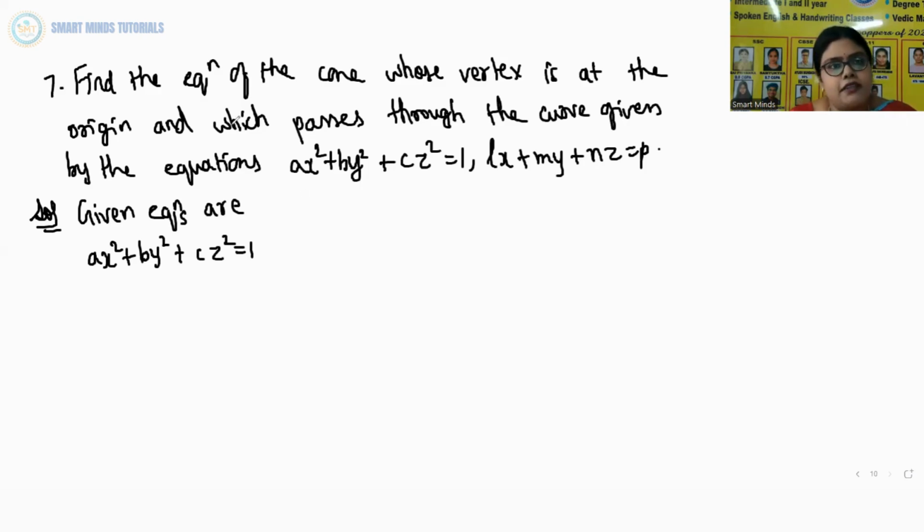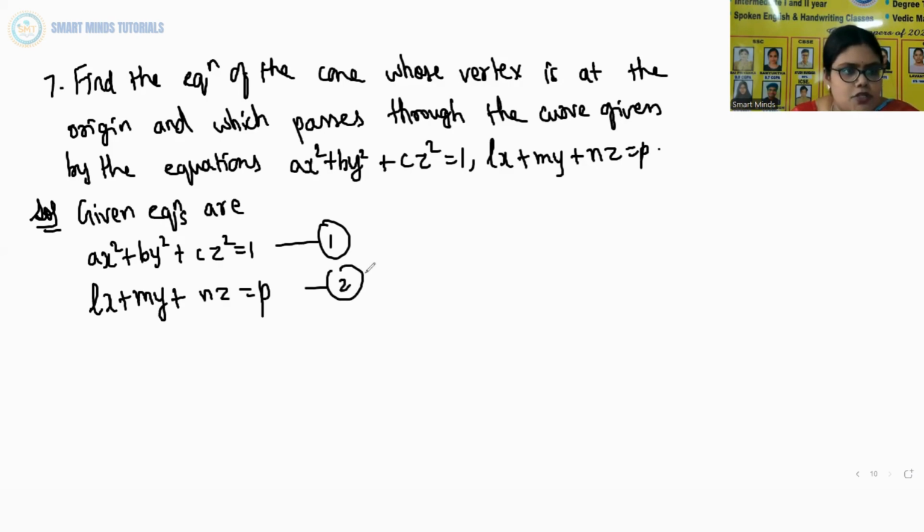Now see, let's take the next question. Find the equation of the cone whose vertex is at the origin and which passes through the curve given by the two equations. So first let me write the given equations. This is equation number 1, and the second equation is lx + my + nz = p. Let's say this is the second equation.